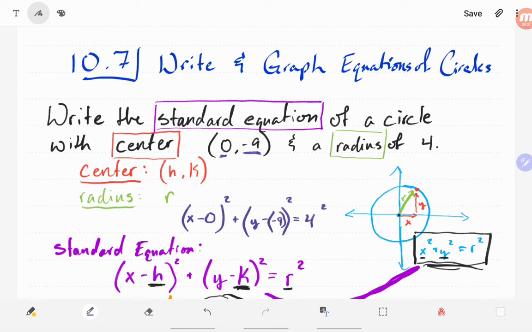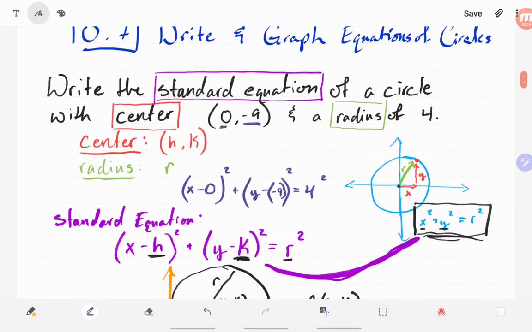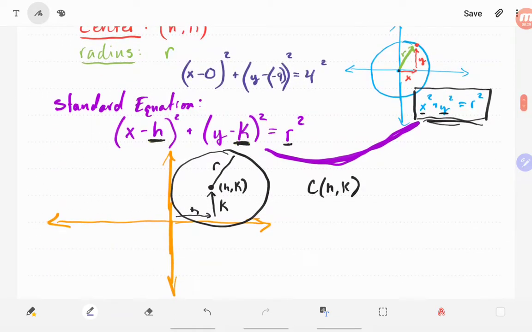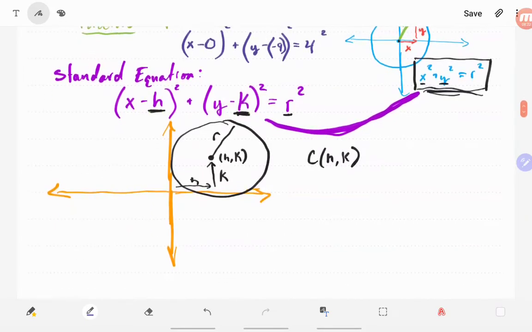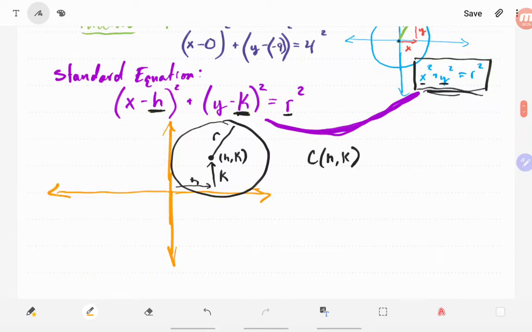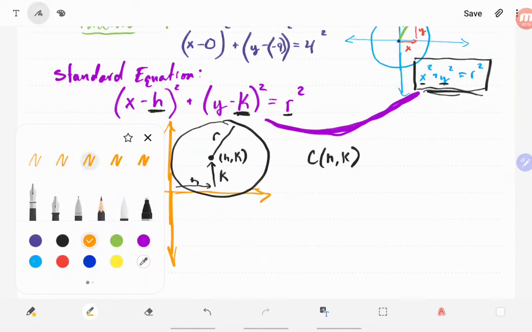Now, I don't want to have to leave the equation of a circle looking like this. (x minus 0) squared plus (y minus -9) squared is equal to 4 squared, right? It's not pretty. It's not totally simplified. So let's rewrite this as it was meant to be written out.